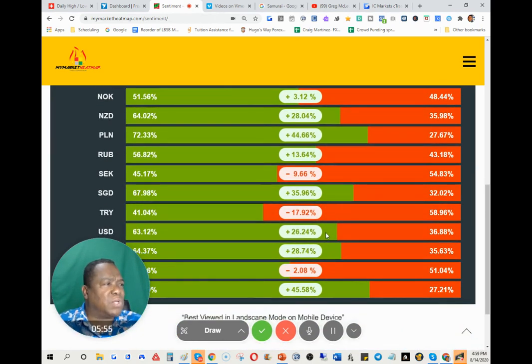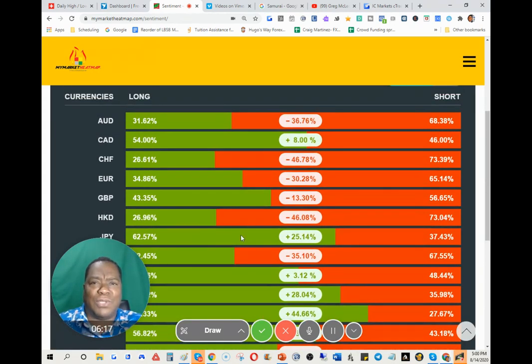I usually stick with the major currency pairs. Here you have 63% of people long the US dollar. Well, guess what? Only 36% are short. This majority shows that the retail people are long dollar and they're paying the price. They're losing. So again, it's counterintuitive: you want to do the opposite of what the majority is doing.